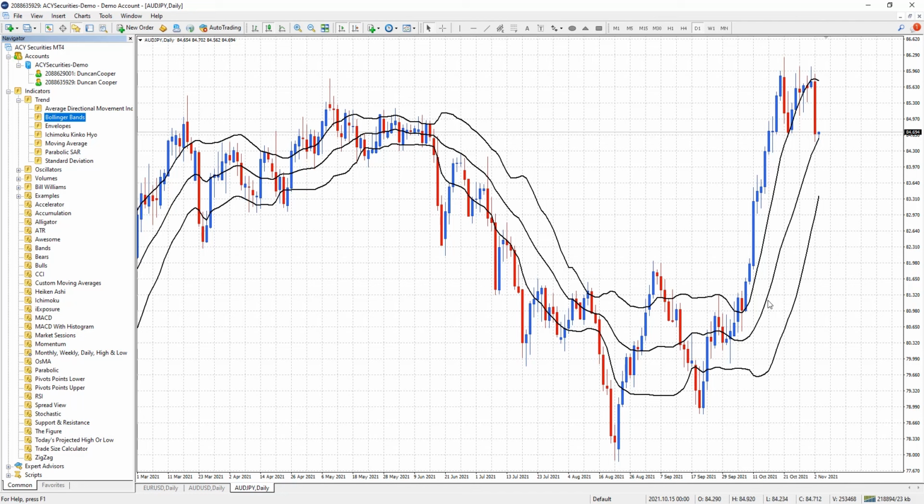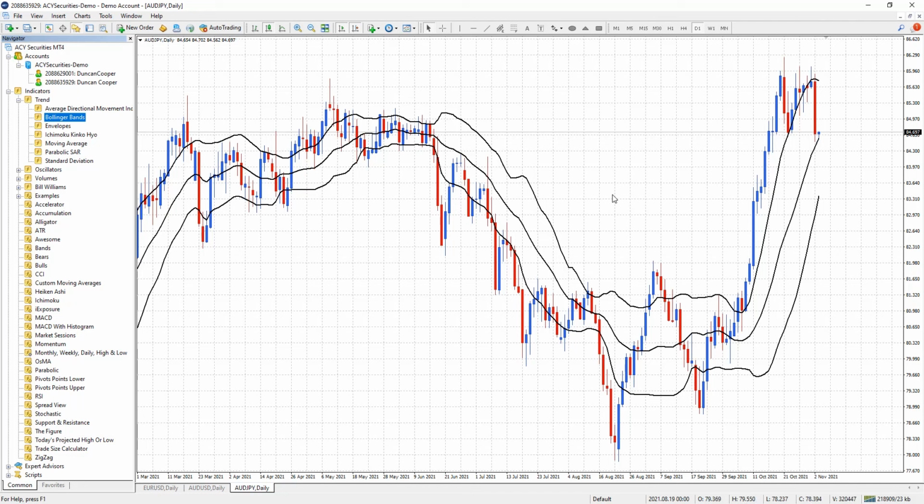The middle line is a 20 moving average, and then the lines above and below are 1 standard deviation from that moving average. Now I use a similar approach just to determine trend when I'm trading intraday, but I'm just going to show you how you can trade at the end of the day.